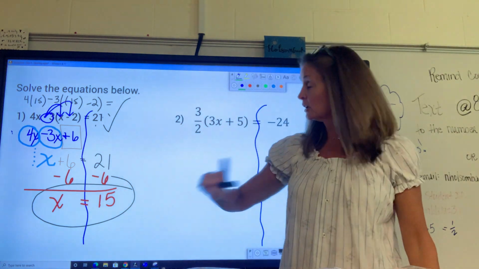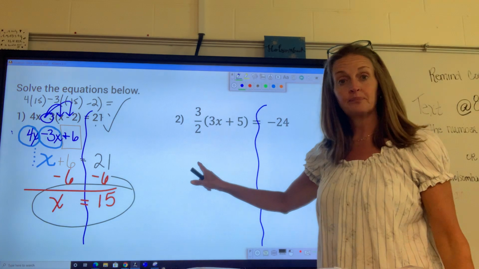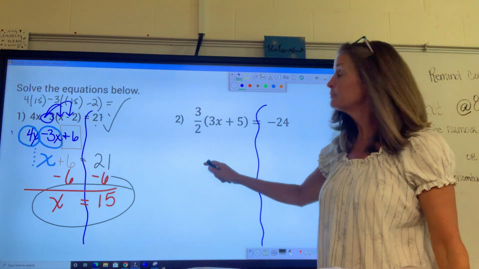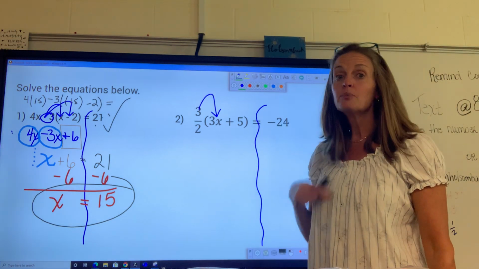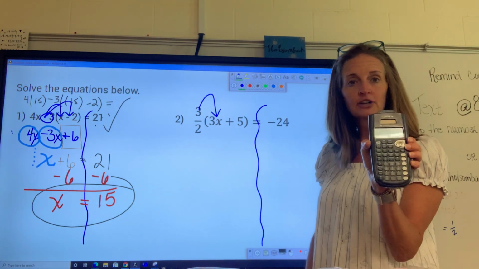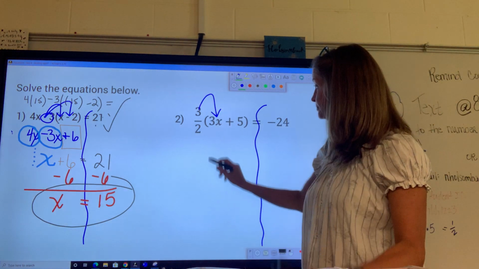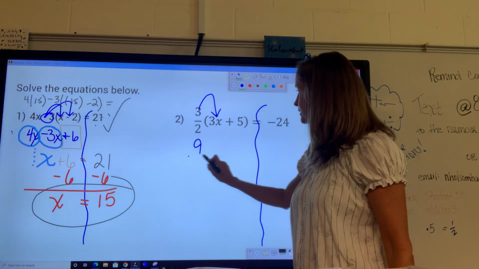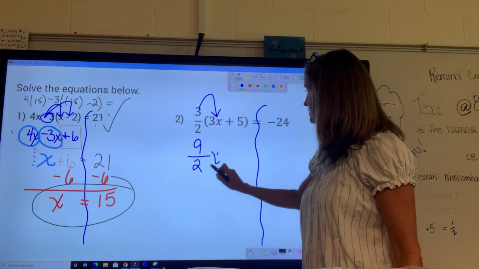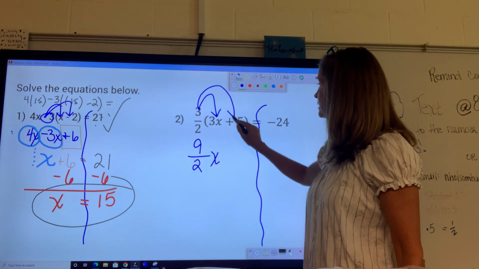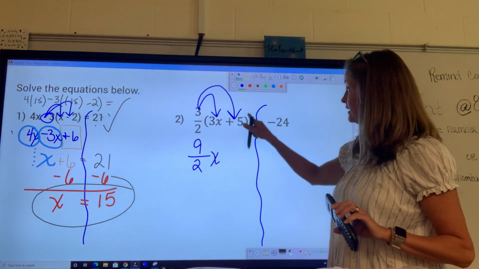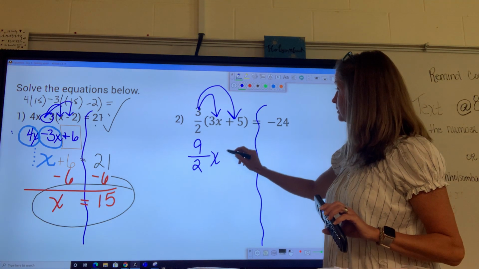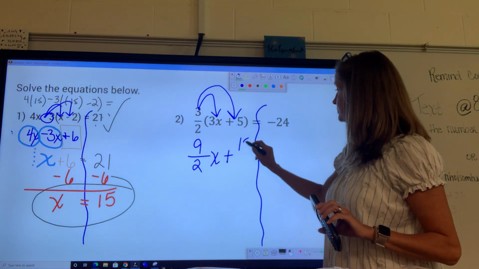First thing, you're going to look on the left. Do you have distributive property? Yes, you do. Let's go perform that. So 3 halves times 3, if that scares you, plug it in your calculator. 3 fraction 2 times 3 will give you 9 over 2x. 3 halves, so 3 over 2 times 5 equals plus 15.